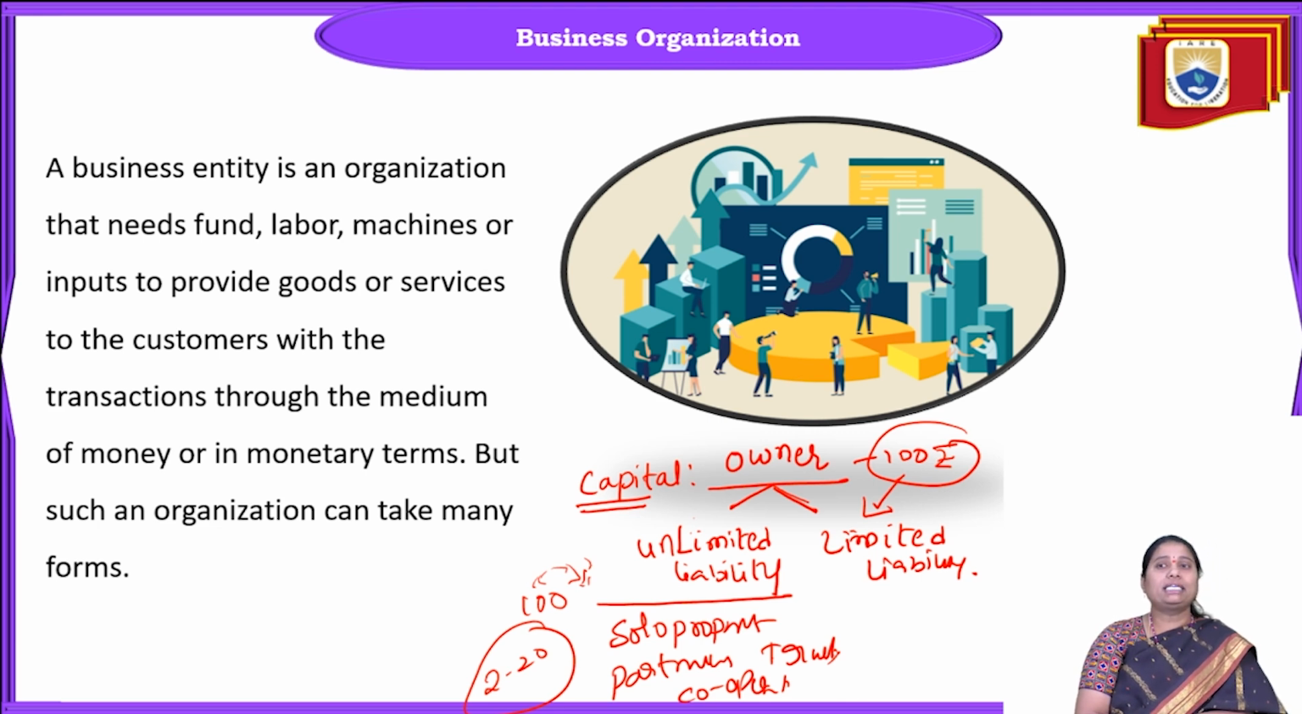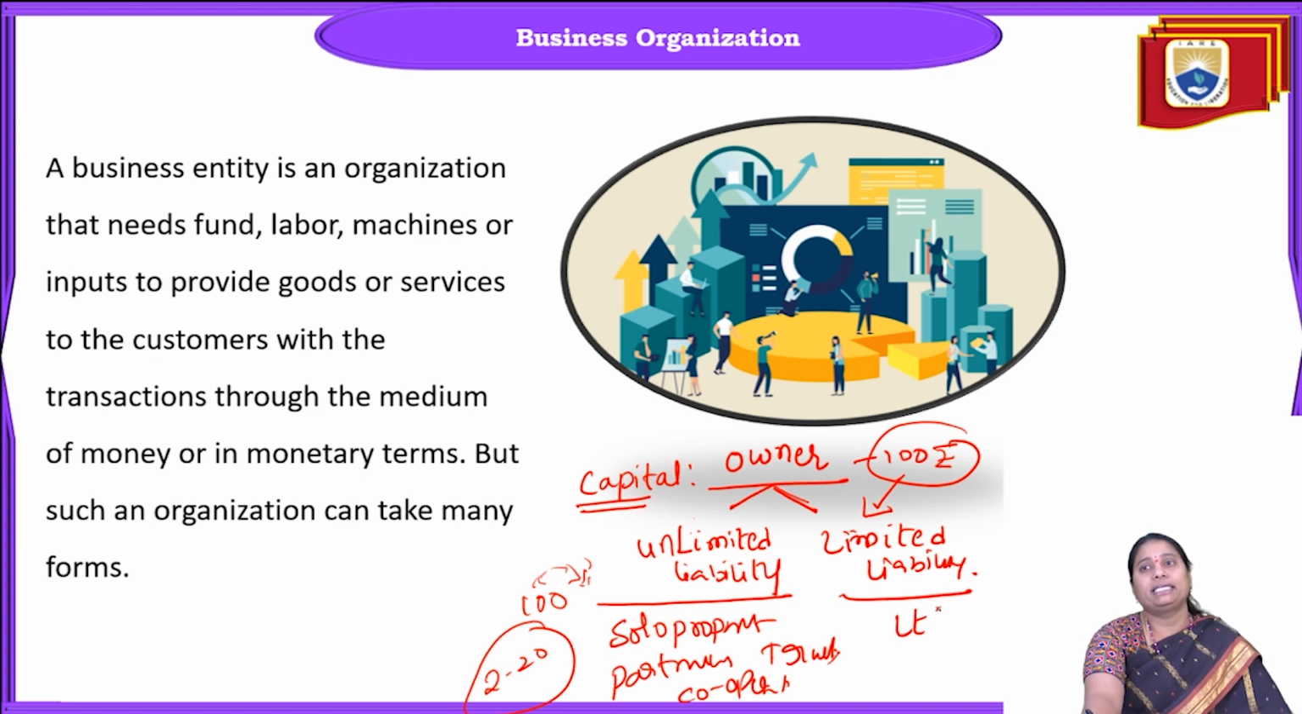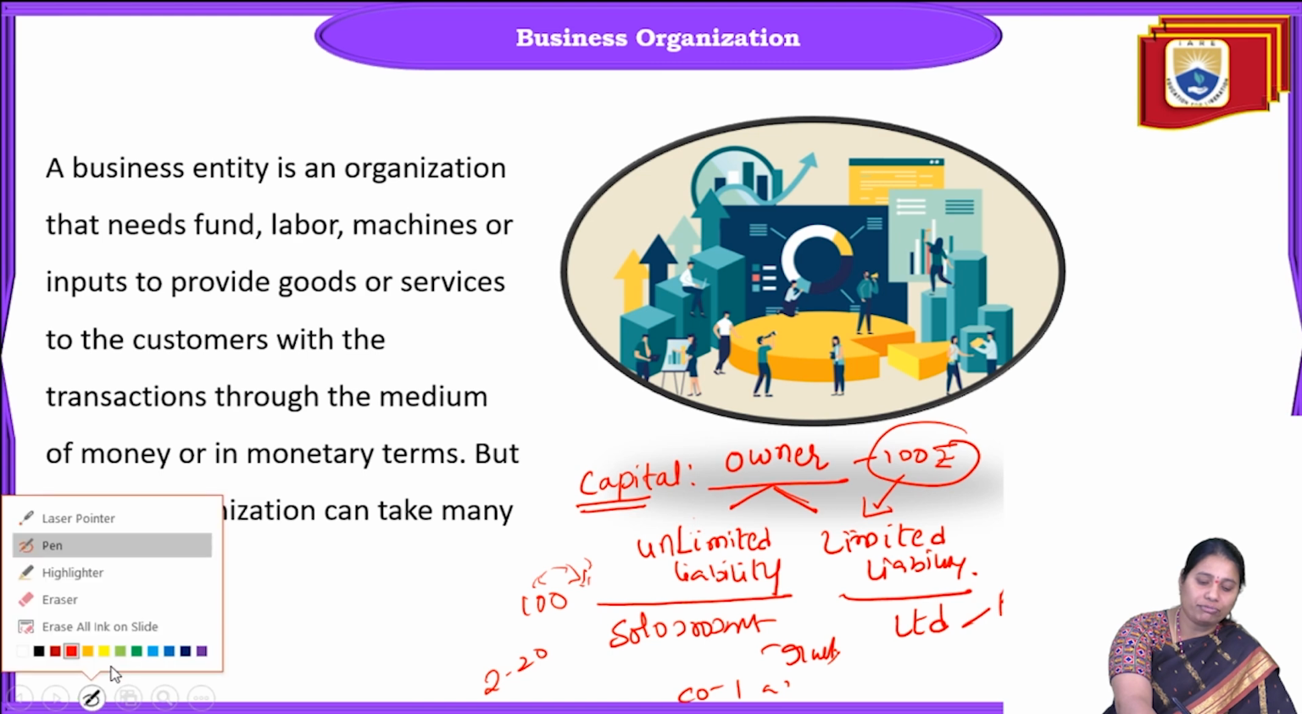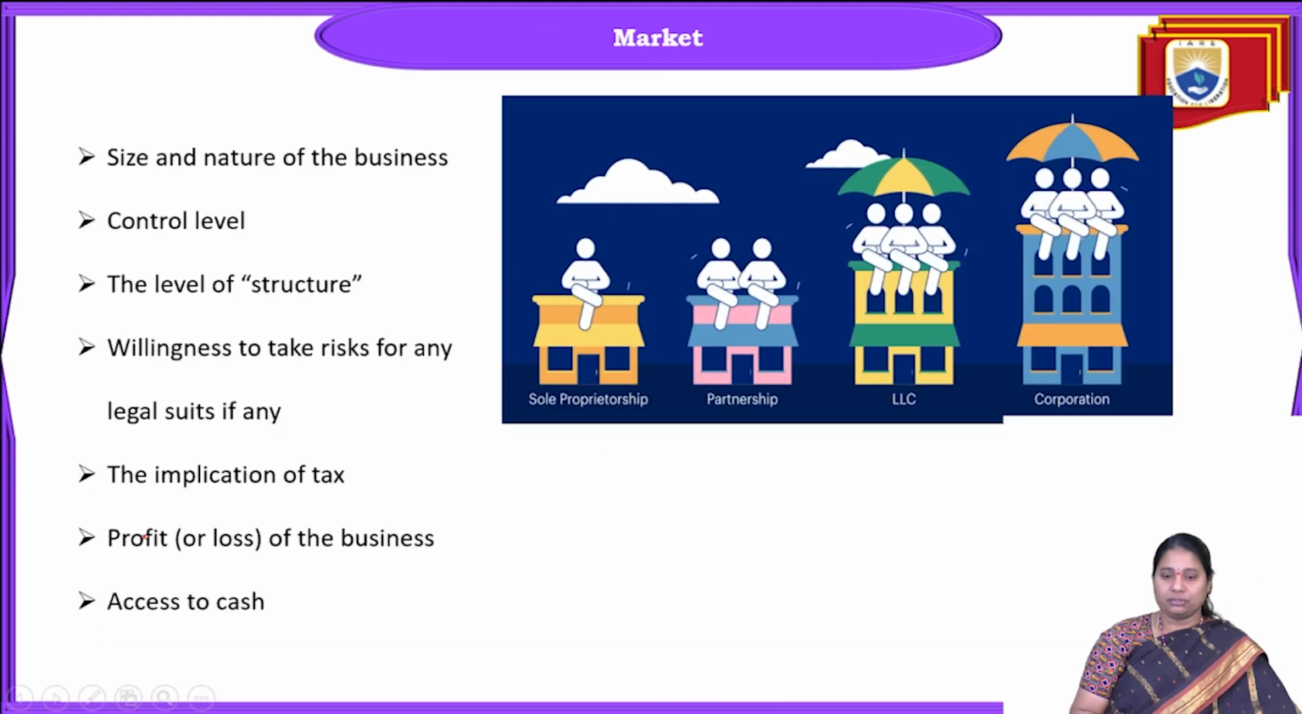But if they start with limited liability, they must get permission from SEBI. That's why the names end with LTD, limited. That is public limited, private limited, foreign limited. So these kinds of words we can see for those particular companies.